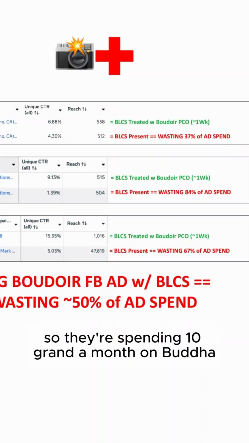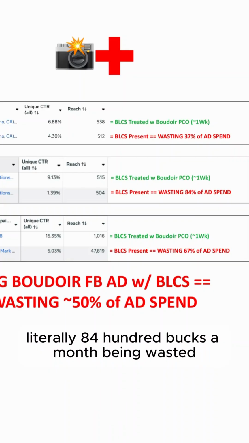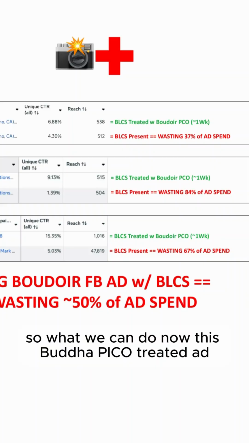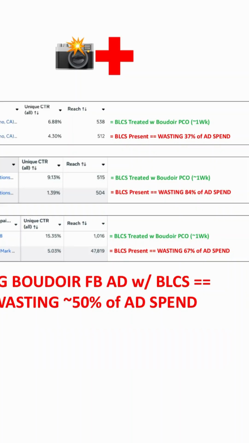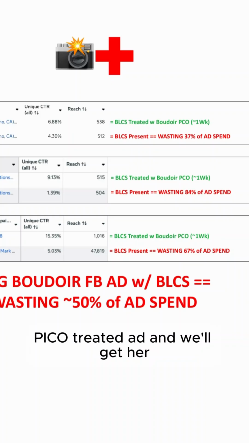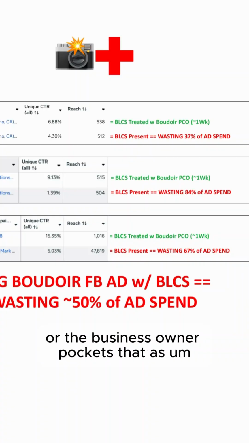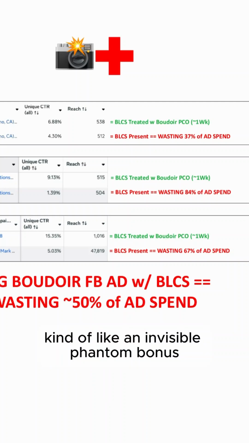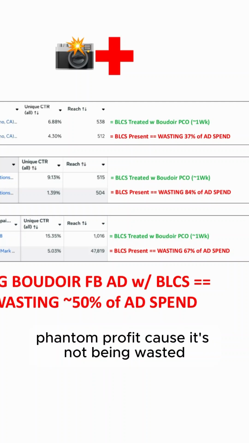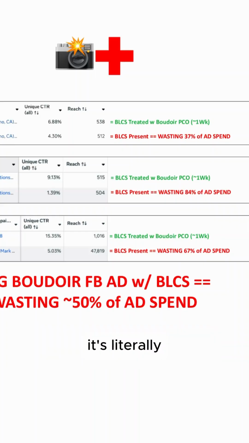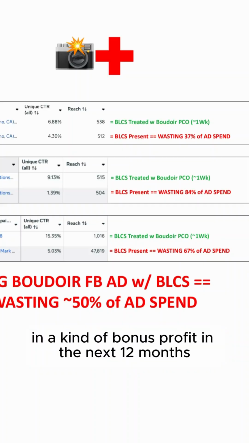So if they're spending 10 grand a month on Boudoir Facebook ads, literally $8,400 a month is being wasted, thrown out the window. So what we can do now with this Boudoir Pico treated ad is eliminate that wasted ad spend, only spend the difference, $1,600 a month on the Boudoir Pico treated ad, and we'll get our ad into the same number of women's brains as the original at 10 grand a month spend. So massive gains there, and we pocket that $8,400, or the business owner pockets that, as kind of like an invisible phantom bonus, phantom profit, because it's not being wasted. It's literally something like 100 grand in bonus profit in the next 12 months.